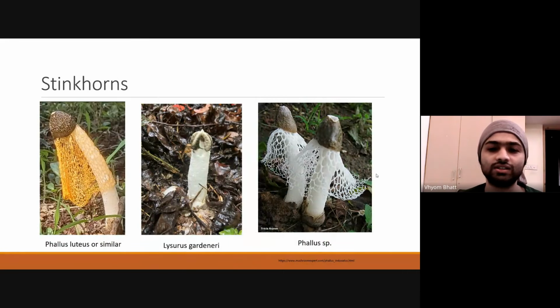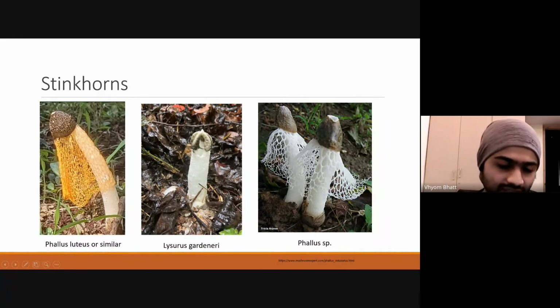Then there are stinkhorns. Now, as the name suggests, stink and horns. So they do look like horns. There is a very famous genus in this type of mushrooms called the Phallus species because they look like phalluses. And why are they called stinkhorns? So stink, where is the word stink? Like where do you apply it?